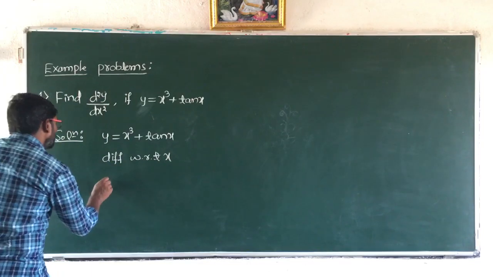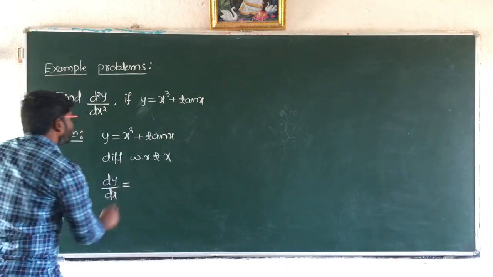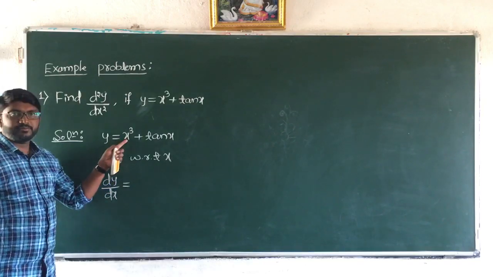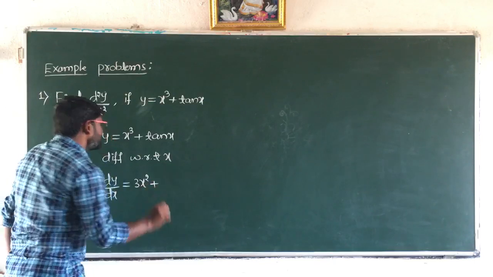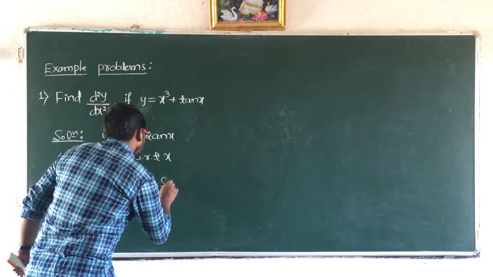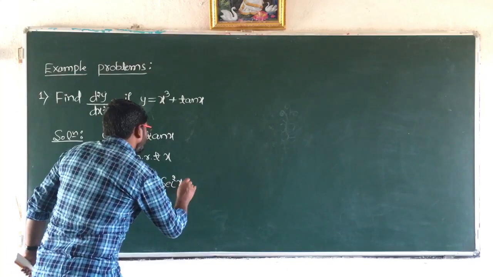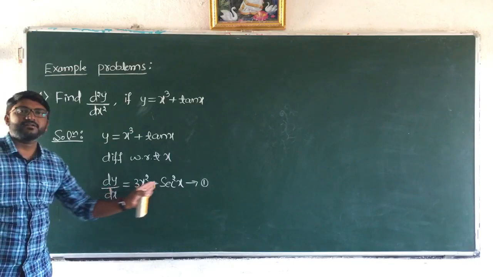So what do we get now? dy by dx equals, what is the derivative of x cube? It is 3x square plus, what is the derivative of tan x? It is secant square x. I call this equation number 1. So this is the first order derivative.